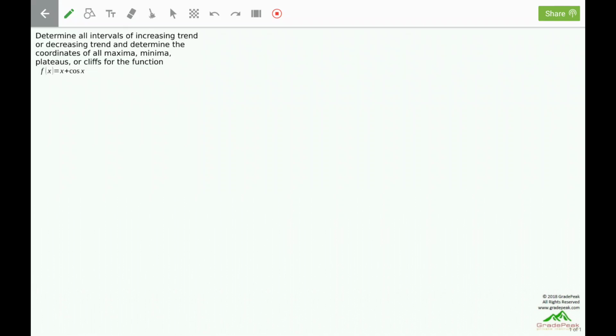Determine all intervals of increasing trend or decreasing trend and determine the coordinates of all maxima, minima, plateaus, or cliffs for the function f of x equals x plus cosine x. The first thing to do is find the domain.